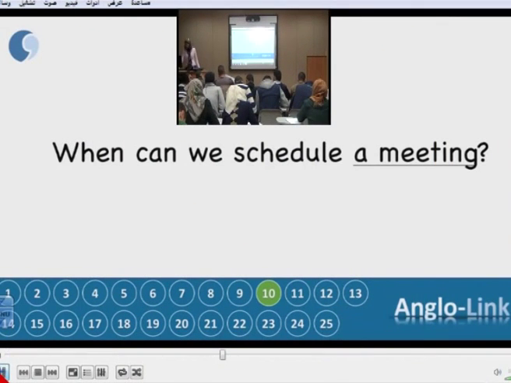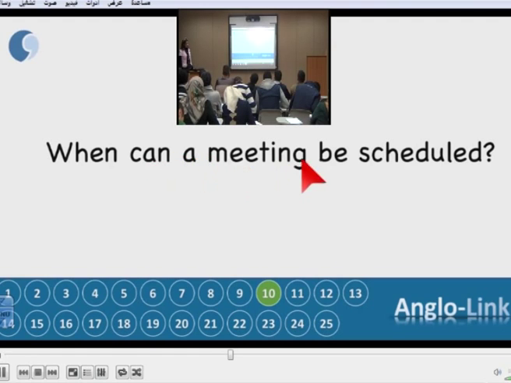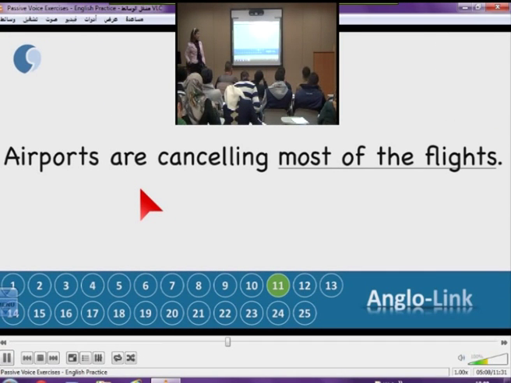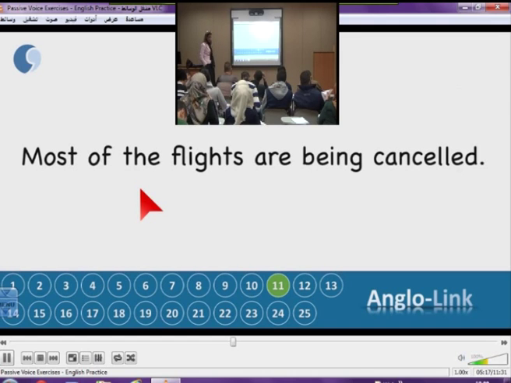For homework. Let's hear them together. Let's see, it should become can be, right? When can a meeting be scheduled? Remember, the verb to be is usually placed before the main verb. Keep that in mind. Number 11. Most of the flights. Most of the flights are being cancelled. Let's do it orally.